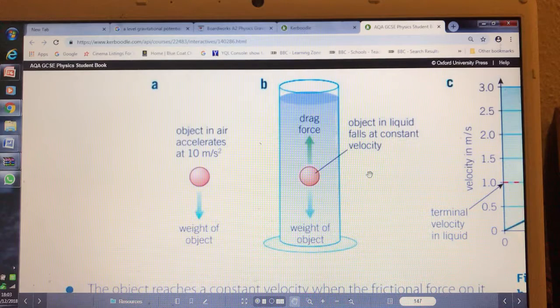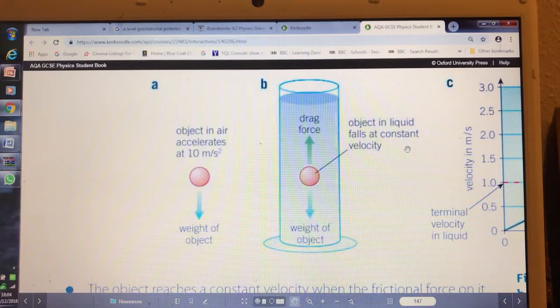Now, if we introduce the same object in a fluid, for example a liquid, what we're introducing here is an additional force, which is the drag force, the resistance force, and this is going to have an effect on the total motion of the object, because when the weight of the object is equal to the drag force, the resultant force is equal to 0, and as a result the object in a liquid will fall at constant velocity.